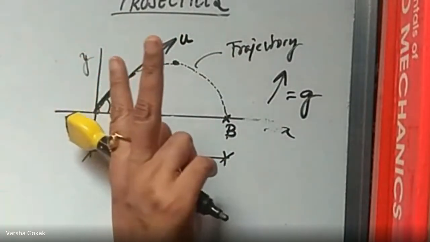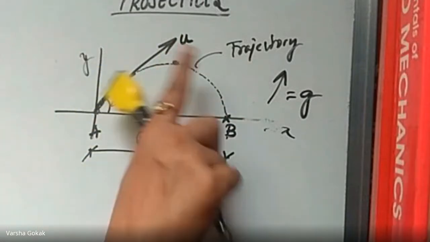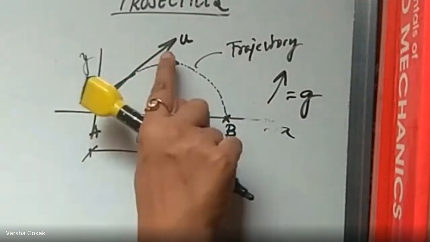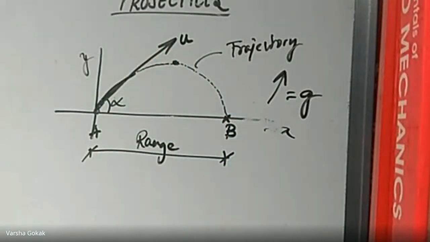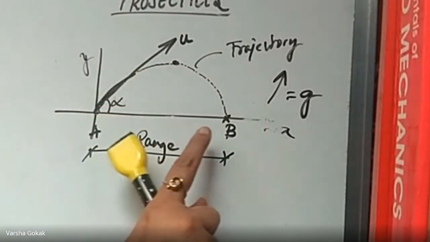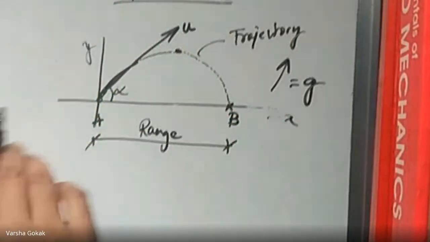I will apply an initial velocity and I'll leave it. So it is moving with an initial velocity. It will reach a final velocity and then it is going to fall down. So initial velocity is u, and I draw a tangent to this point, right? The tangent is going to make an angle alpha with the horizontal. This is a trajectory or trajectory motion, and this is a range. Let us define all this.